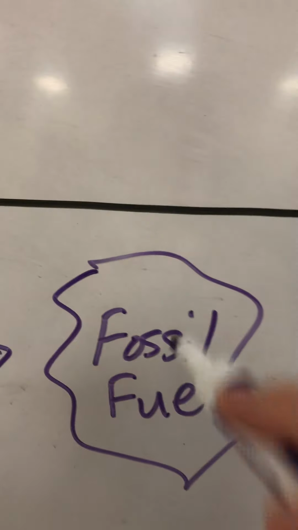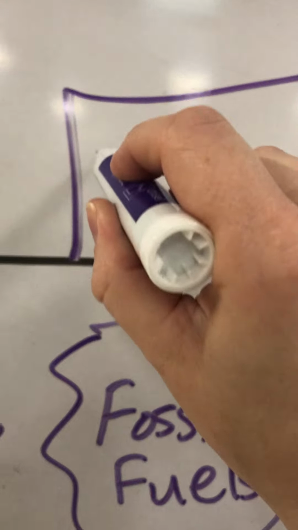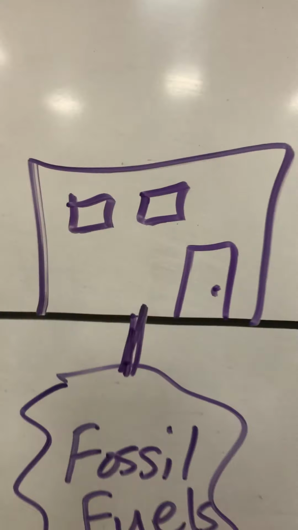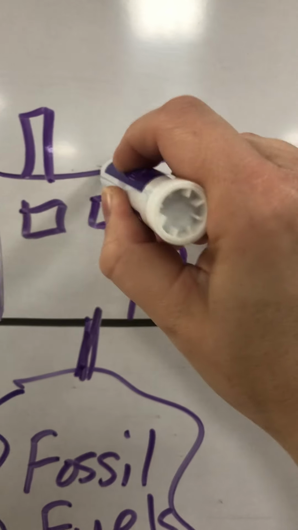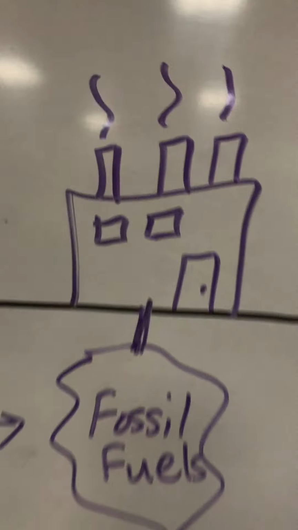Now, here's where we're getting ready for some homework. We as humans build factories. This is going to be a factory. Don't make fun of my factory. Kind of looks like a house. Maybe I'll put some little smokestacks on top here. Okay, so that's a factory.